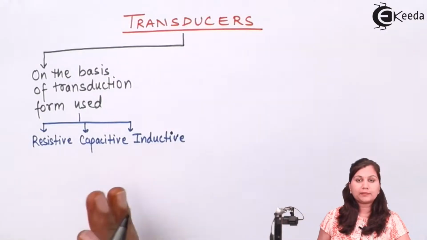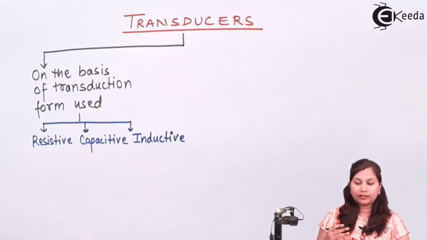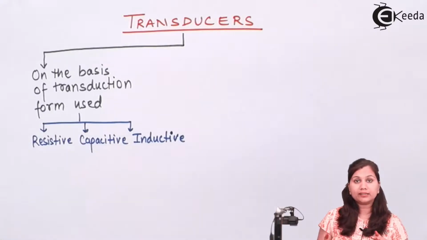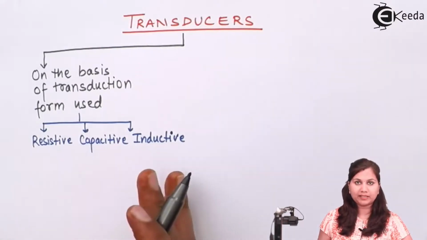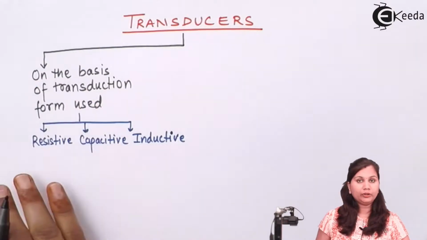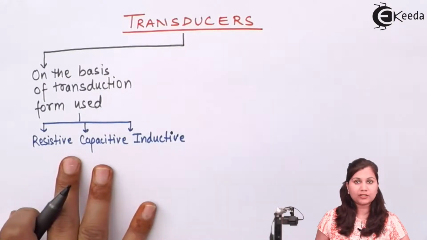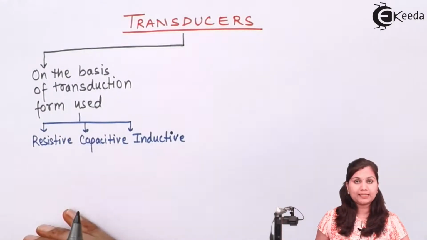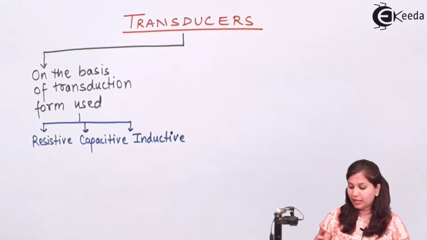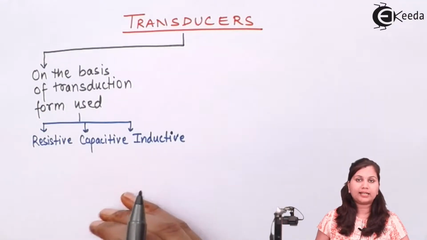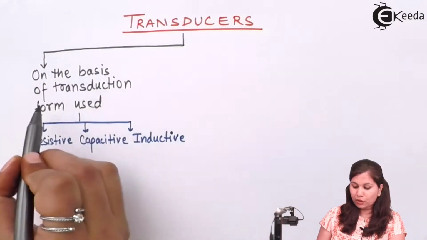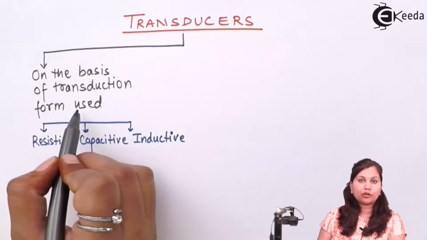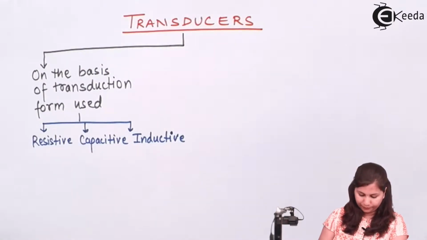This classification is based on how the non-electrical quantity is converted into resistance, capacitance and inductance respectively. If it is converted into a resistance, then it is a resistive transducer. If it is converted into capacitance, then it is a capacitive transducer, and if it is converted into inductance, then it is an inductive transducer. So the first classification is based on the principle or form of transduction used.